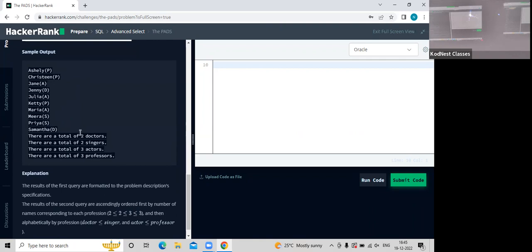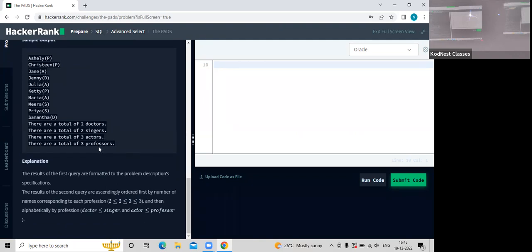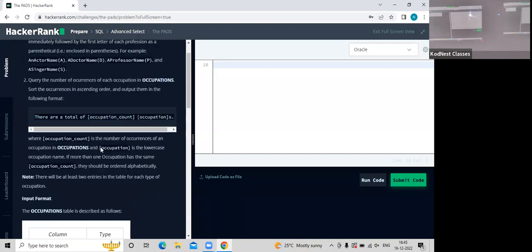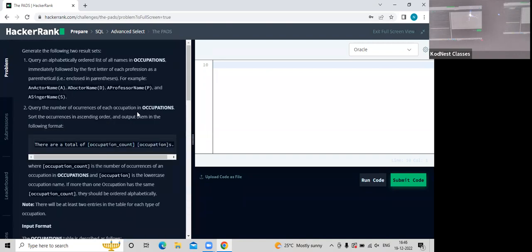Then there are a total of 2 doctors, a total of 2 singers, a total of 3 actors, and a total of 3 professors. Like this, we should also get the count. They have told us to query the number of occurrences of each occupation in occupations and sort the occurrences in ascending order. So we have to sort it in ascending order. 2 queries will come. Very simple. We will take enough time, but let us try to write the correct query for this.